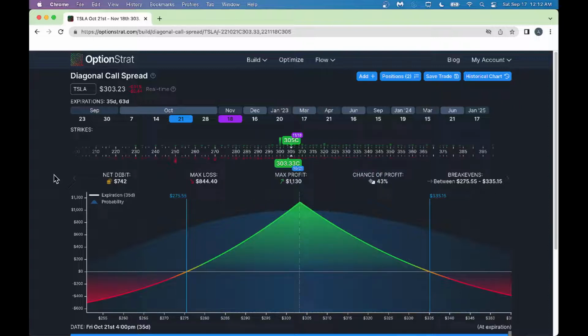Look, with this, your net debit, the money that you put forward, is 742. Your max profit is 1130. It's pretty nice here. Your max loss is pretty much contained, as you can see here. Very good strategy. Chance of profitability is 43%. As Tesla explores higher, you'll make some money.